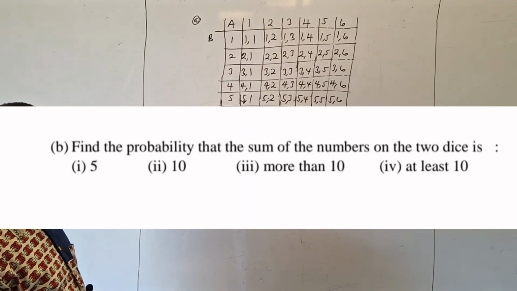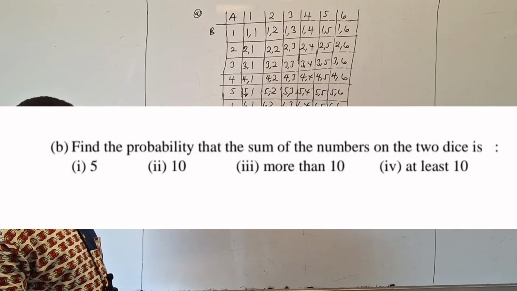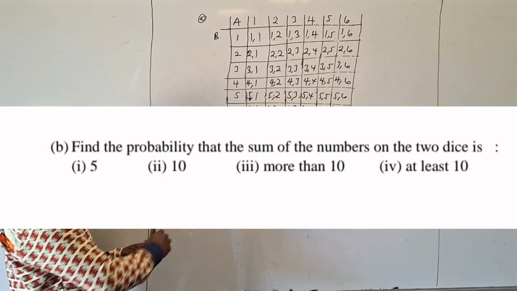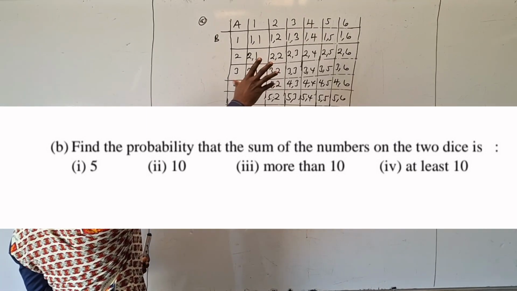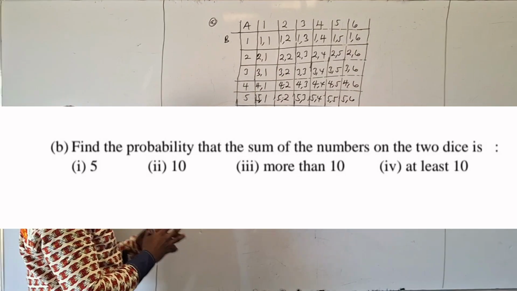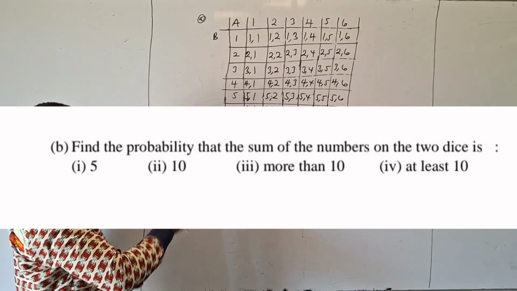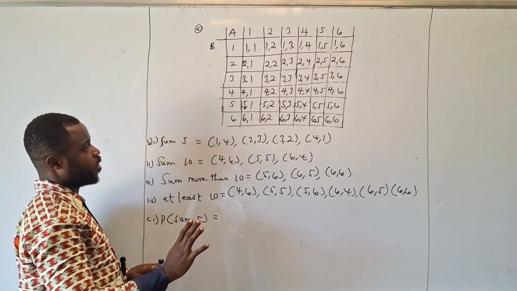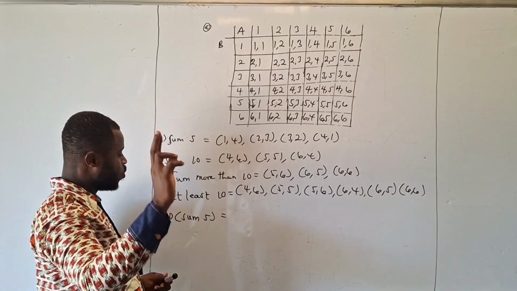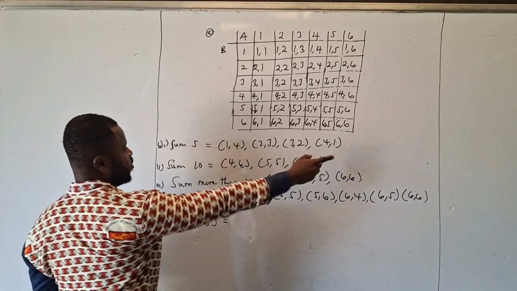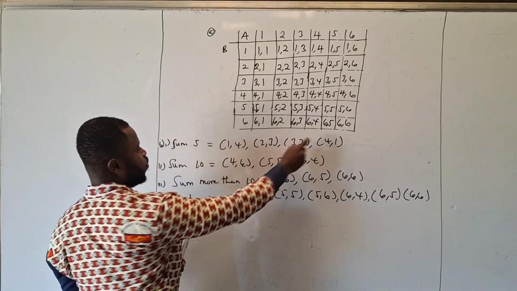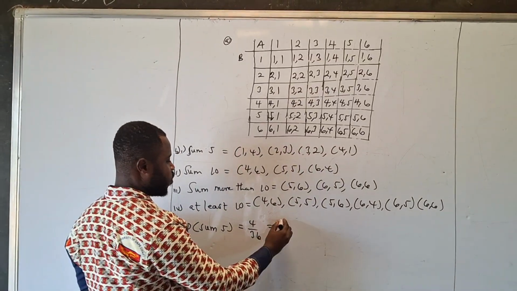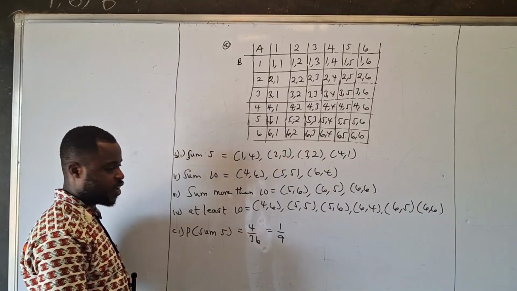So the question says you should find the probability of a sum which is 5. We have the sum that is 5 from the table here. Now we have to know the total number of outcomes. We have 6 times 6, so it's 36 outcomes that we are going to get when the 2 dice are thrown once. So probability of sum 5, we have listed them already: 1, 2, 3, 4. So we have 4 out of the 36. When you simplify, you get 1 on 9.